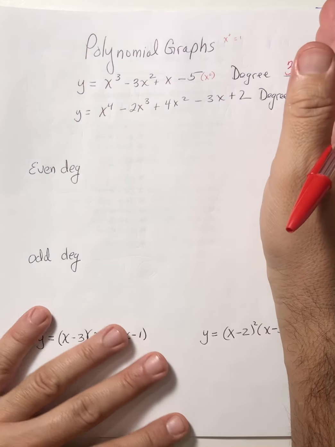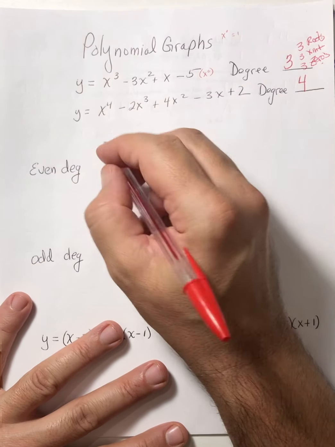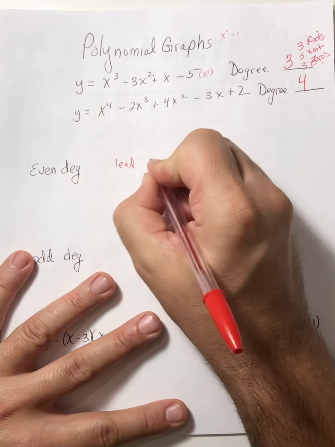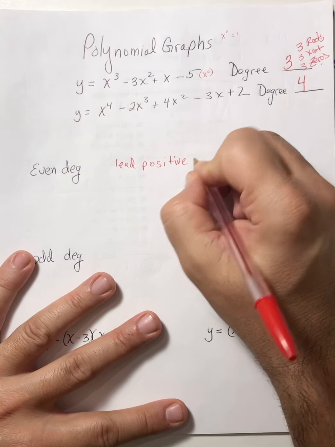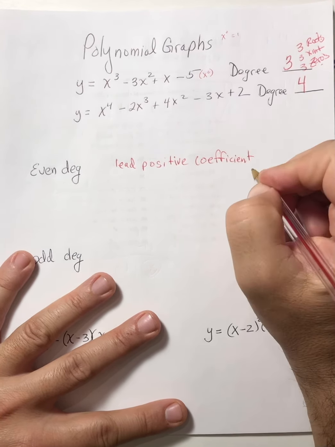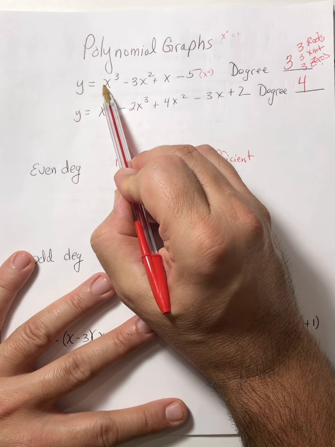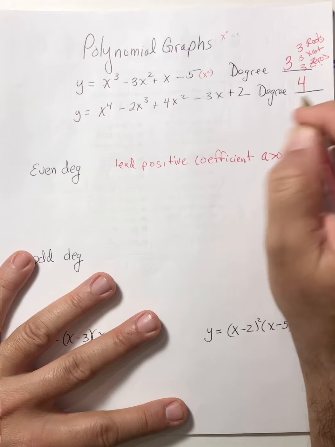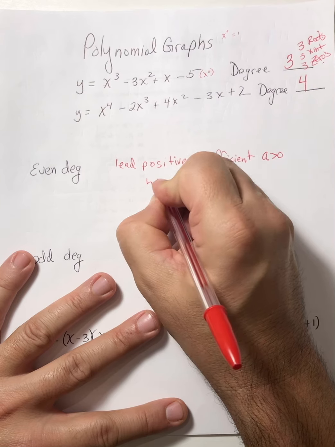Now, what do these graphs look like? First of all, any even degree. You guys have graphed even degrees. Those are called your parabolas. So any even degree, okay, with a lead positive coefficient. So in other words, the number in front here is positive. So usually that's our A value. So that A value is greater than 0, okay? Our graphs, I say, high to high.